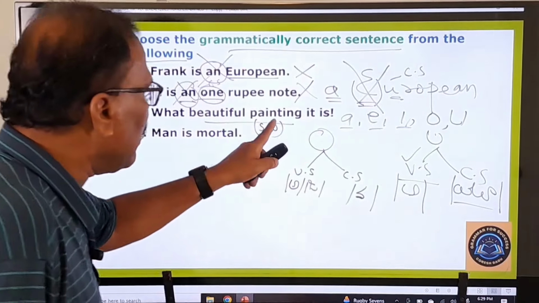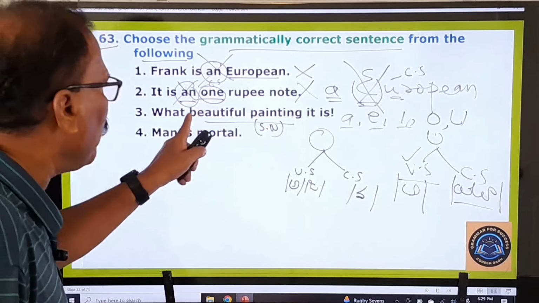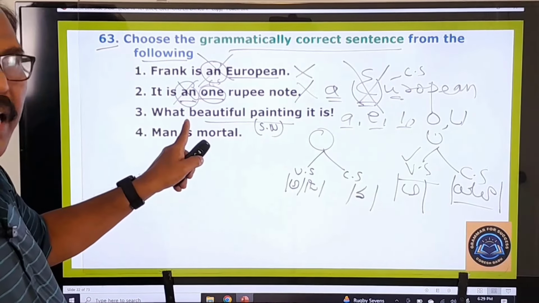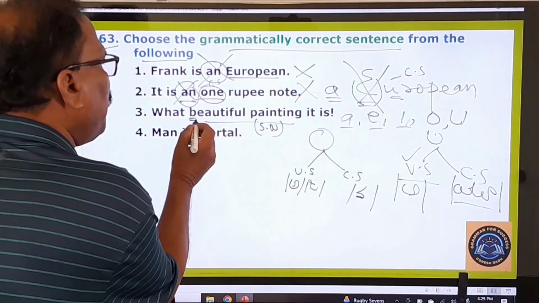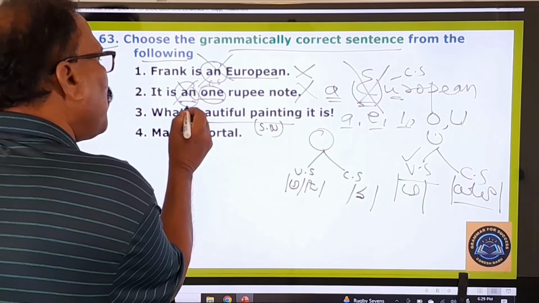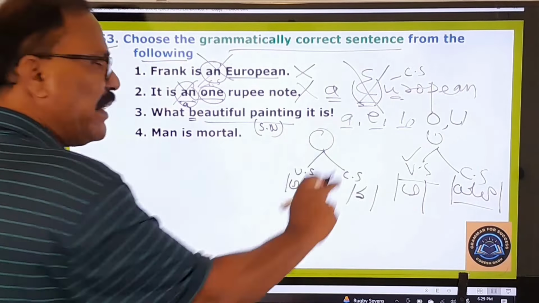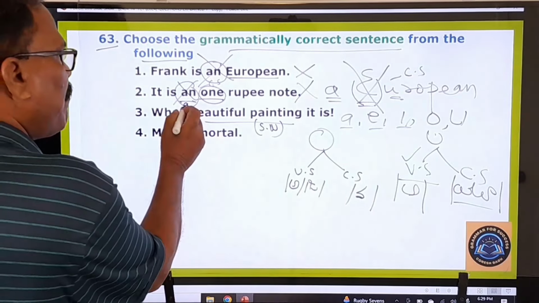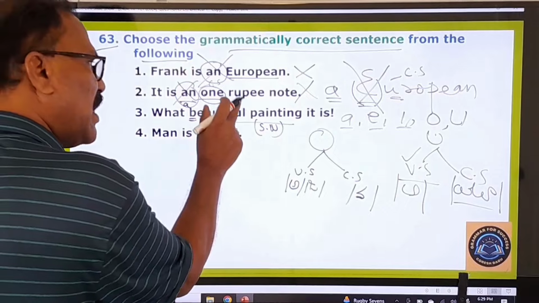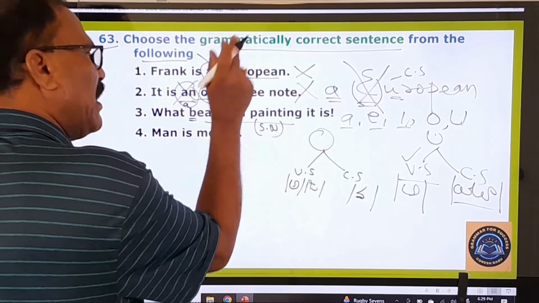But here painting is there, beautiful painting, but before this no article is used, either a or an. Some article you have to use. Since here the word is beginning with B, it's a consonant sound. We have to use A. What a beautiful painting it is. Ani ala undali. But here A is missing. And therefore this sentence is also wrong, grammatically incorrect.